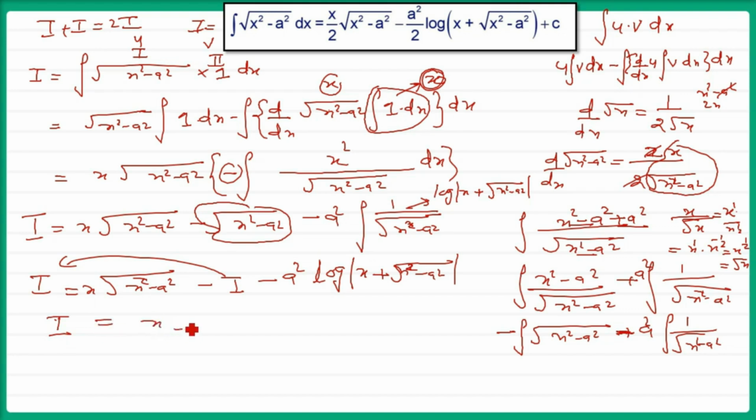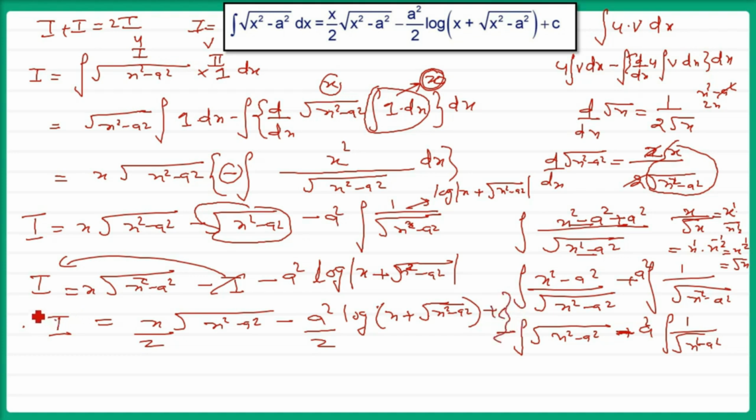I'm not writing 2 because I'm going to take it downstairs. So let me write other things. X under root x square minus a square. I is already done. Minus a square log modulus of x plus under root x square minus a square inside the modulus. Don't forget to write the modulus. Now this already had a 2, so I'm bringing it downstairs on the right. So it's 2 in the denominator plus a constant. That's your final result.